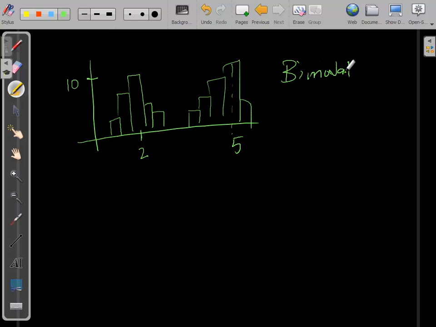So it has two modes, and if it's unimodal, it has one mode. If it's bimodal, it has two modes. After that, I think it's just maybe multimodal. But the idea here is you might still have a symmetric graph.